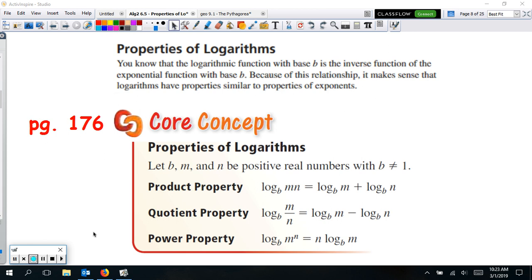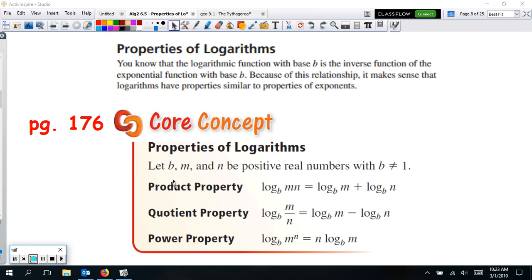Okay, so up top it says, you know that the logarithmic function with base b is the inverse function of the exponential function with base b. So we've already talked about that. They have to have the same base to be the inverses. Because of this relationship, it makes sense that logarithms have properties similar to properties of exponents. Okay, so let's look at these one at a time.